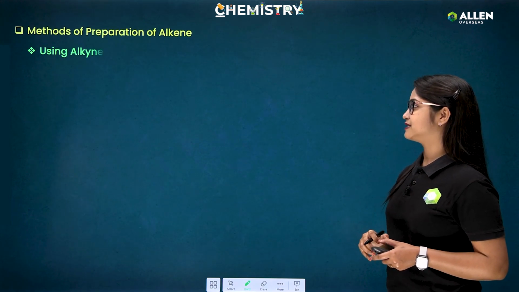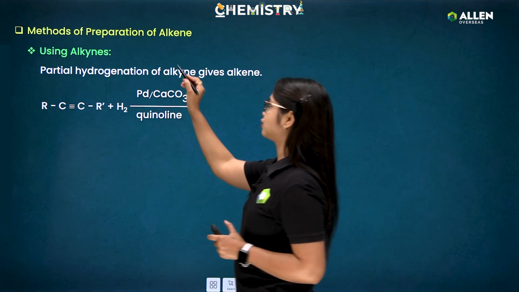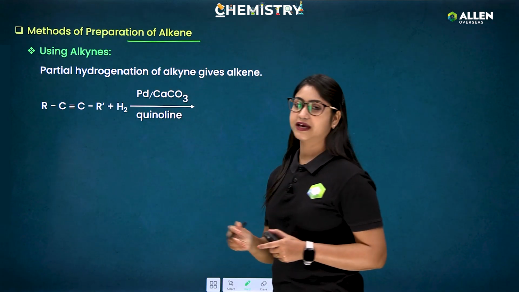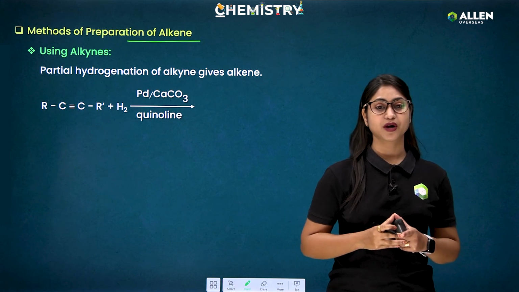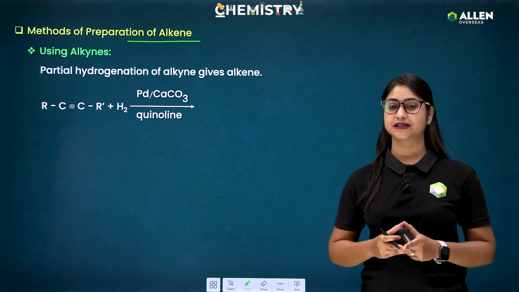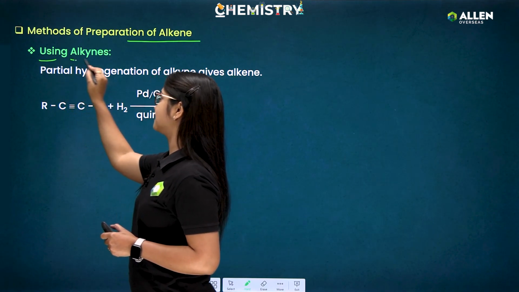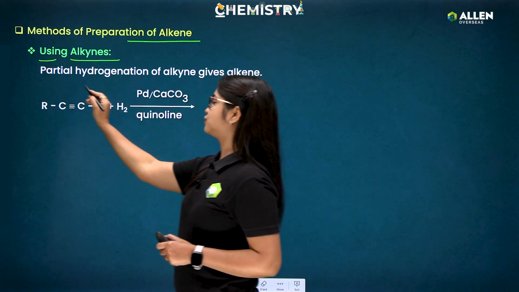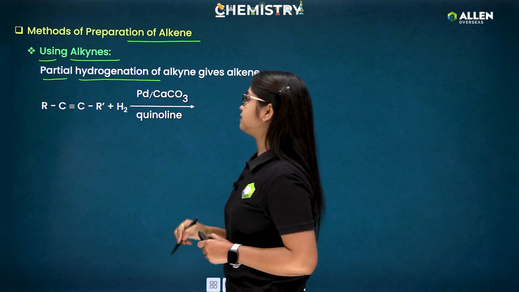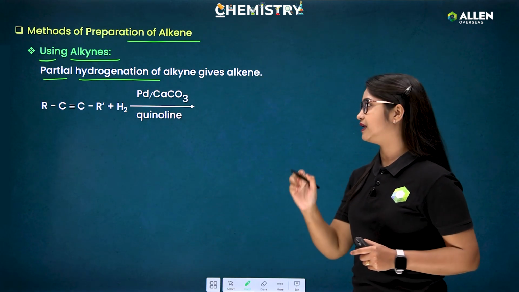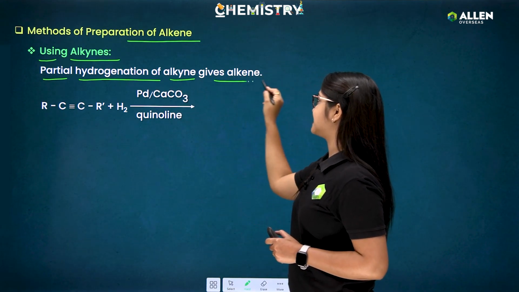Now let's see the next: methods of preparation of alkene. If we talk about alkene, which important methods can be used to prepare it? So we have taken this important method, that is using alkynes. Partial hydrogenation of alkyne gives us alkene.